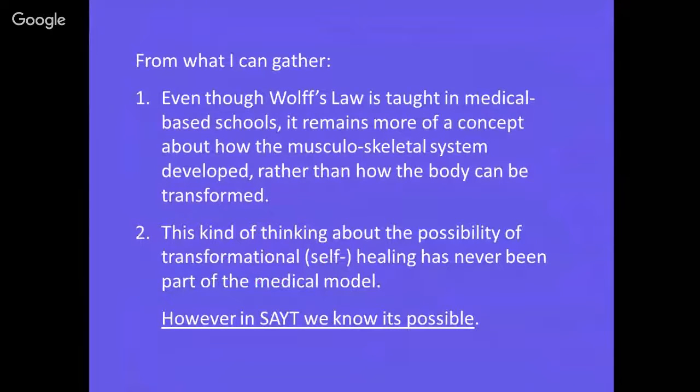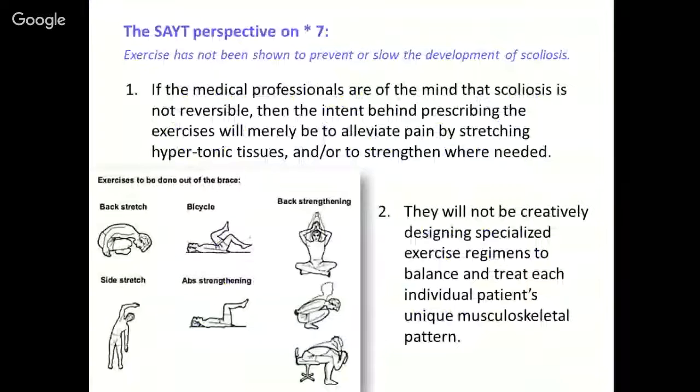So from what I can gather, even though Wolff's law is taught in medical-based schools, it remains more of a concept about how the musculoskeletal system develops, rather than how the body can actually be transformed going forward. So this kind of thinking about the possibility of transformational self-healing, or with assistance from a therapist that can guide towards that, this kind of healing has never been part of the medical model. However, in structural alignment yoga therapy, we know it's possible.